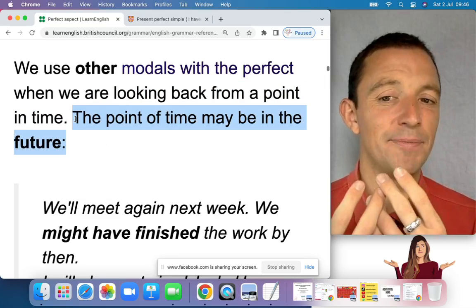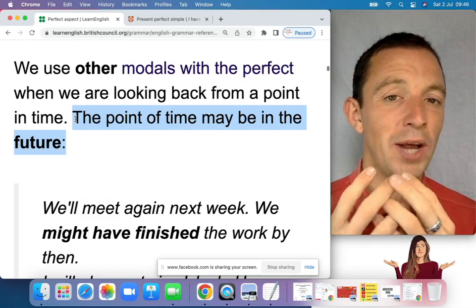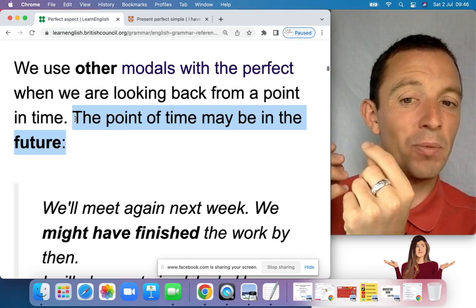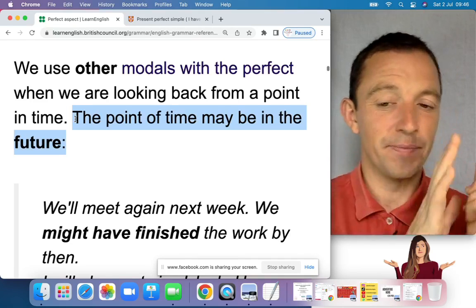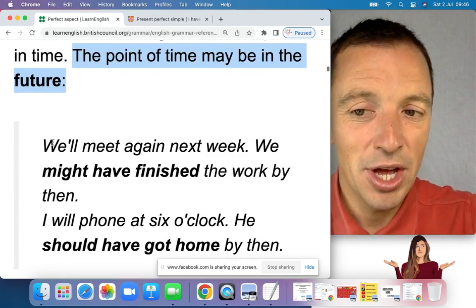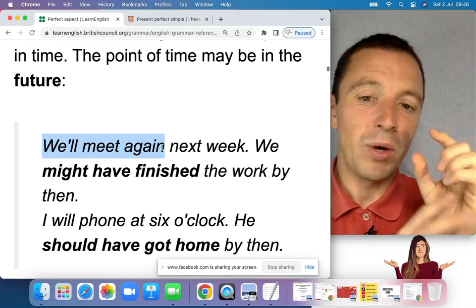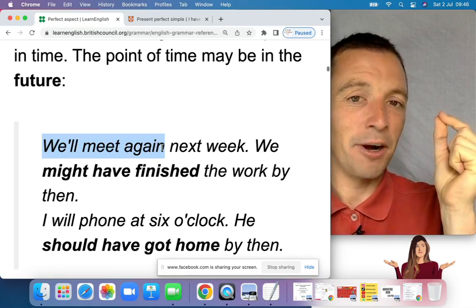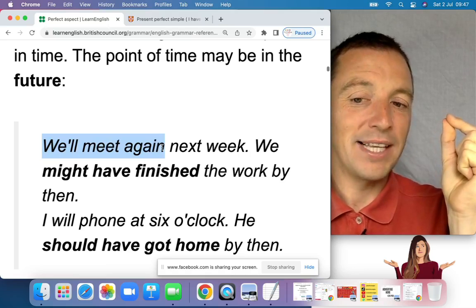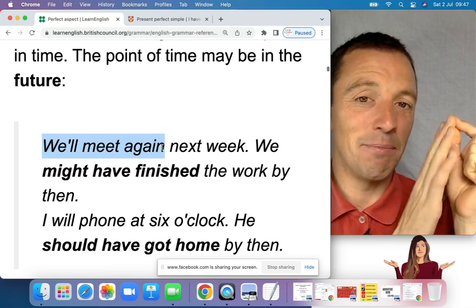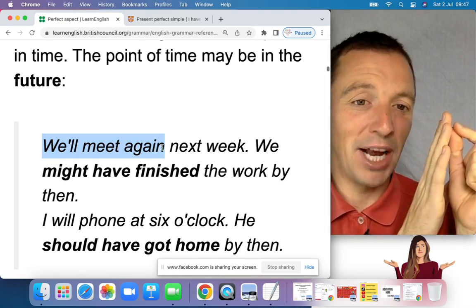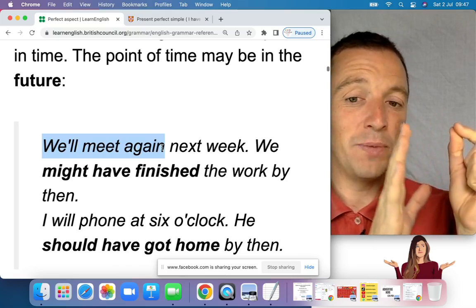So the modal with the perfect when we are looking back from a particular moment in time, maybe the future. So let's look at this example. We will meet again. That's the future. We will meet again next week, a particular moment in time. We might have finished the work by then. It's a modal to describe the period of time before that moment.